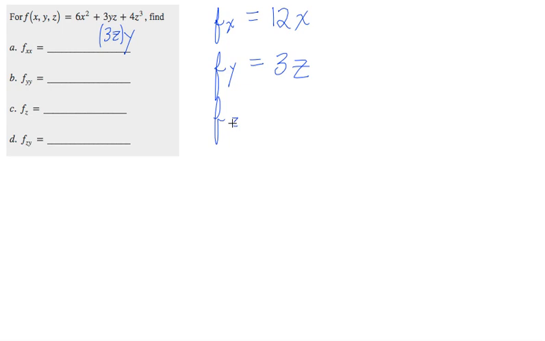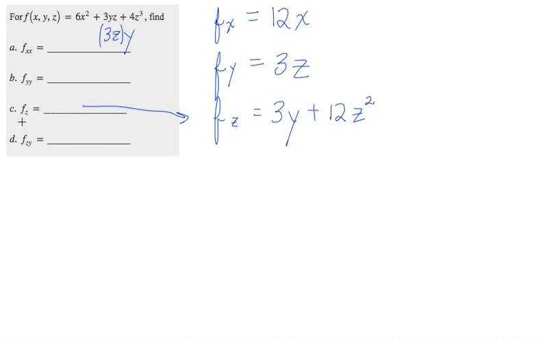And then f sub z, the derivative of the first term is 0. Of the second term, 3y is the coefficient of z, so the derivative of that term is 3y. And the derivative of 4z cubed is 12z squared. So that's actually that one right there for c.